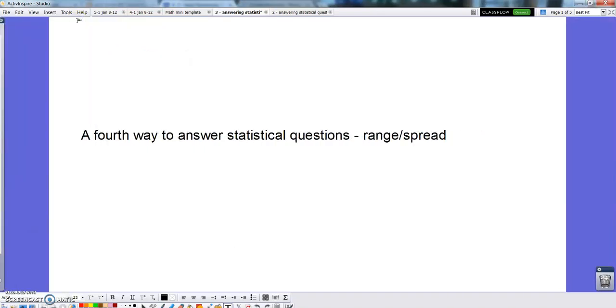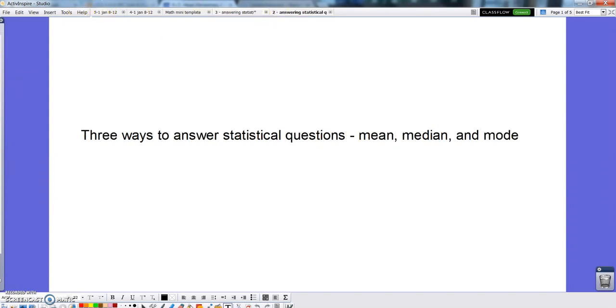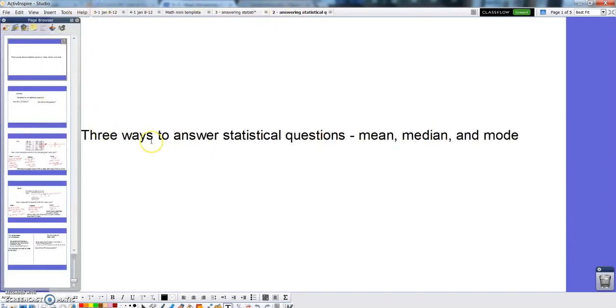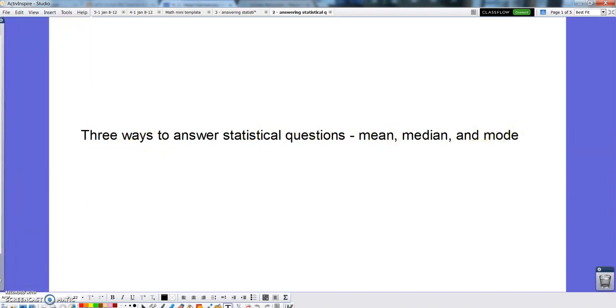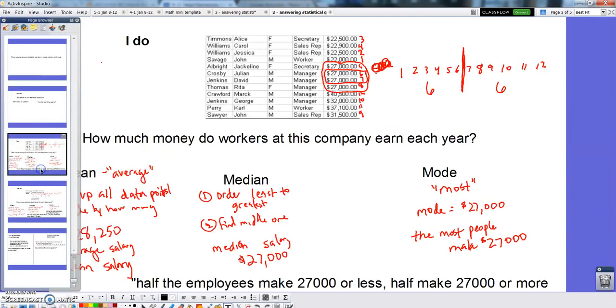Hey there, Advanced Math. Going to work on a fourth way to answer statistical questions today. Before you write this title down, I want to give you an option. Yesterday, we did 3 ways to answer statistical questions, mean, median, and mode. And we took up a lot of space here. And so we learned 3 ways to answer it yesterday. If you have room, you can just add the 4.